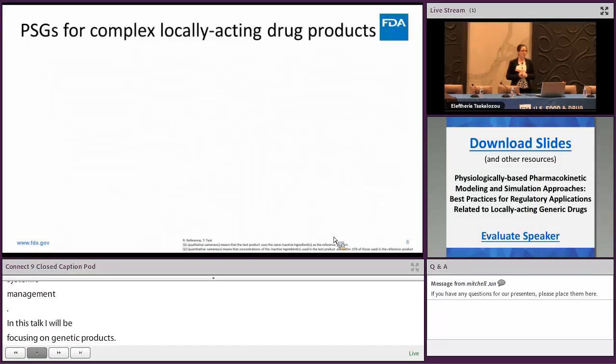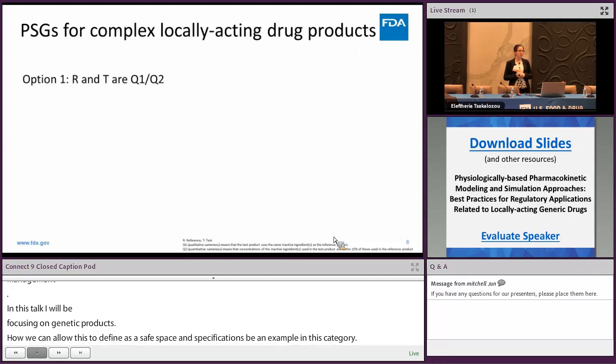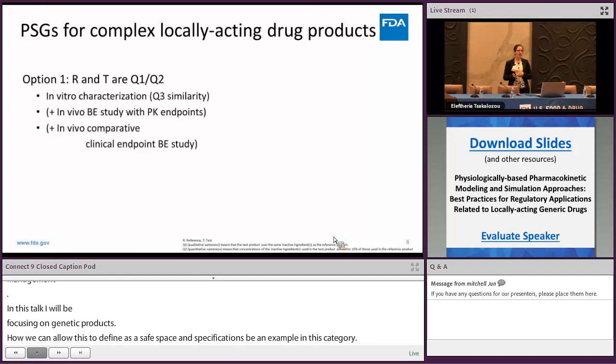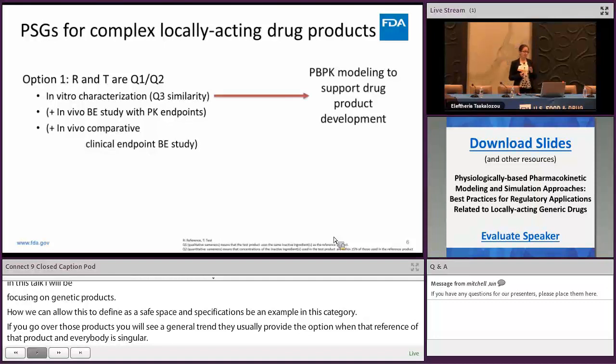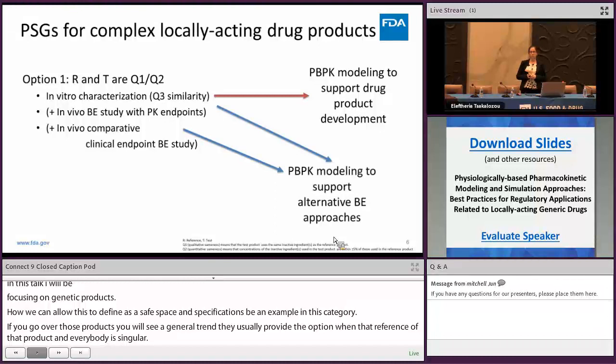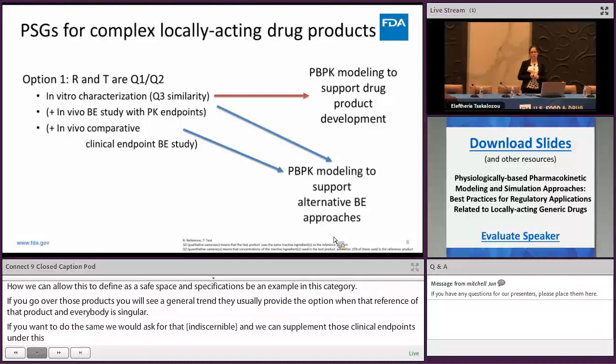If you go over our PSGs for complex locally acting drug products, you will see a general trend. Usually the agency provides an option when the reference and the test drug product are very similar, Q1, Q2 the same, where in this case we would ask for in vitro characterization and Q3 similarity for these products. And we can supplement our recommendations with in vivo studies with clinical endpoints or PK endpoints. Under this scenario, PBPK modeling can be used to support drug product development under the Q3 characterization, or it can be used to support alternative BE approaches that do not include in vivo studies.